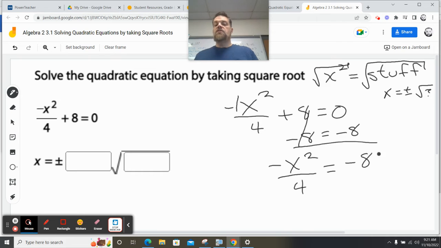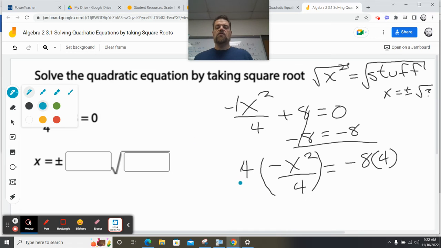Okay. So then I got a negative 1 here, right? And then I have a 4 here. Which one do I want to get rid of? The 4, right? That doesn't matter. But if I go to get rid of the 4, what is the 4 doing to the x squared right now? Dividing. So what's the opposite of dividing? Multiplying. So I'm going to multiply this by 4. And then I'm going to multiply this by 4.